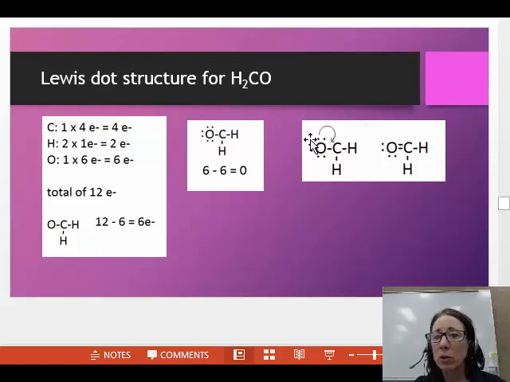Thus, I have to take a lone pair from oxygen and share it with the carbon to form a double bond. The correct Lewis dot structure for formaldehyde has a double bond between carbon and oxygen and a single bond to each hydrogen. Now that we have a Lewis dot structure, we can see that there are 3 outer atoms and no lone pairs on the central atom.